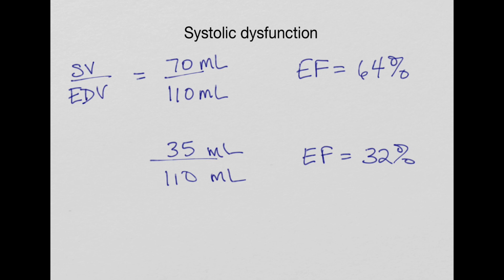So if a normal preload is around 110 mLs and we have normal contractility, the left ventricle ejects about 70 mLs. It gives us a normal ejection fraction of 64%. In systolic dysfunction, we have the same preload, but because of the loss of contractility, we have a lower stroke volume and our ejection fraction falls. So we say there is systolic dysfunction anytime there is an ejection fraction of less than 50%.